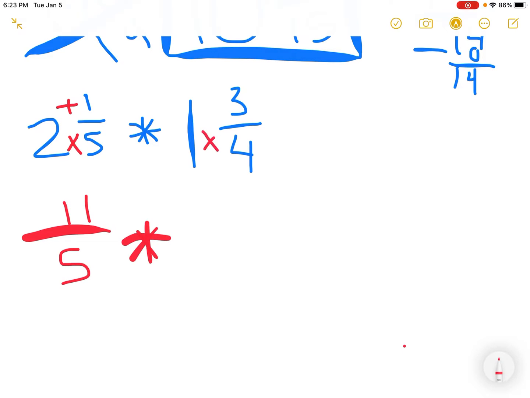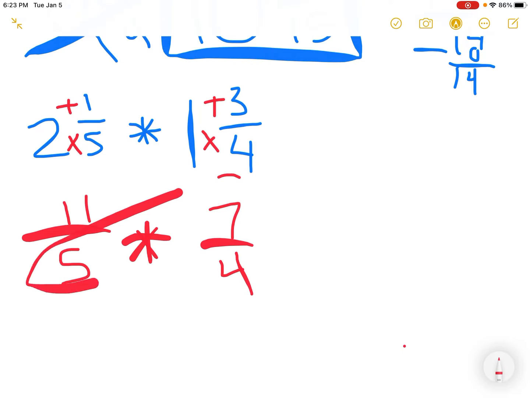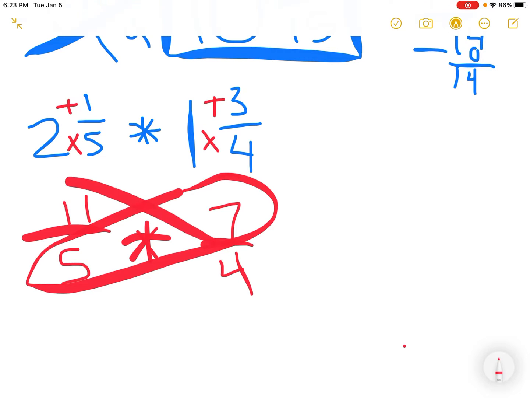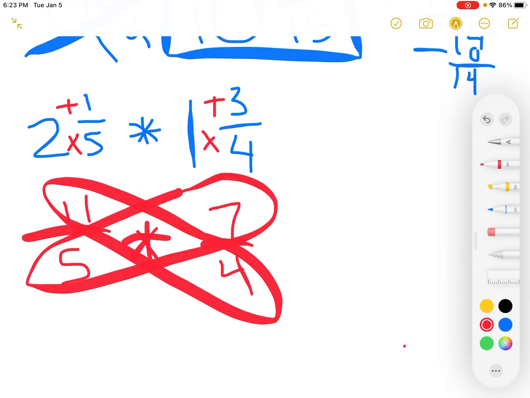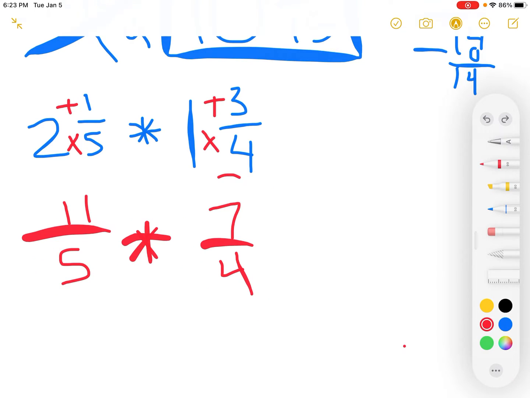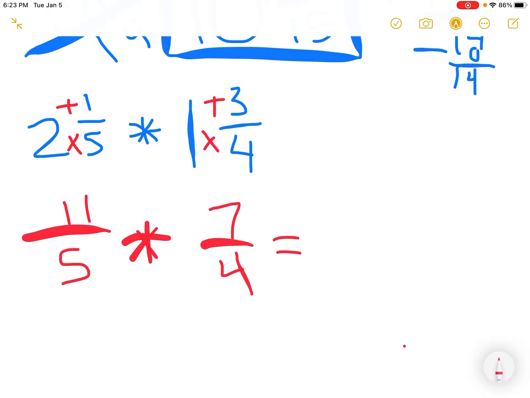Take our 4 in the second fraction, times it by the 1 out in front, we get 4. Add 4 plus 3, you get 7/4. If I could do some cross simplifying here, I would, but I have a 5 and a 7 and a 4 and an 11, so actually there isn't going to be anything I can cross simplify there. So I'm just going to multiply straight across. 11 times 7 is 77. 5 times 4 is 20.